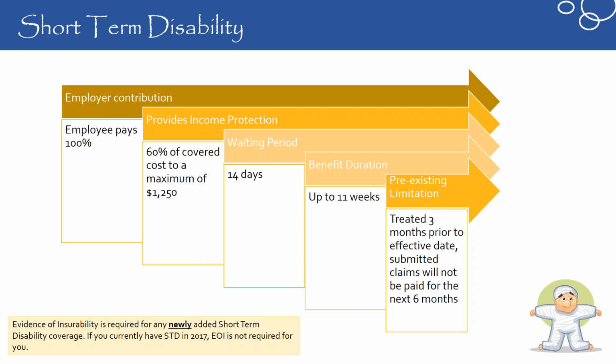Important thing to note is pre-existing limitations. If you've been treated for it 3 months prior to the effective date, the claims will not be paid for the next 6 months. So, for example, if you found out you were pregnant in September and you are due in May, they're not going to pay when you have that baby. The reason being is because that was what they call a pre-existing condition.